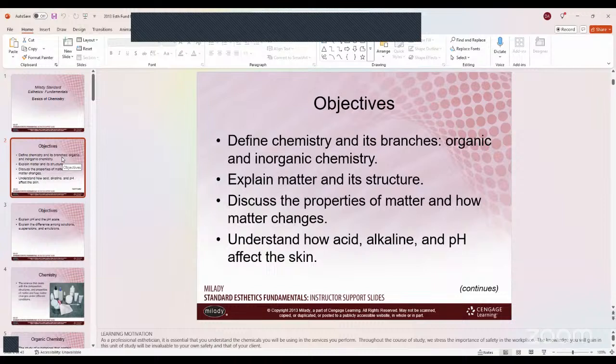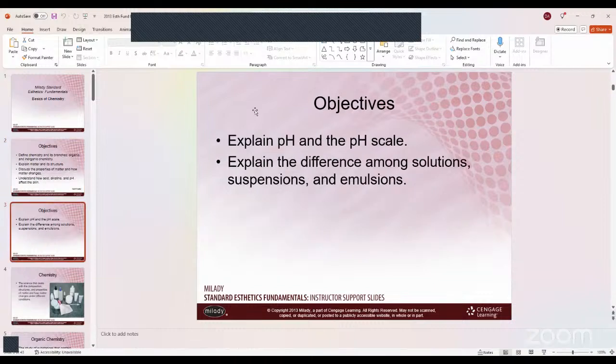You have very minimum of this particular chapter on the test, so it will be condensed, but it still needs to be said. I want to make sure I'm giving you what you need. Then we're going to understand how acid, alkaline, and pH affect the skin. Our biggest component, saying it again, is that pH scale. Explaining pH and the pH scale, and then explaining the difference among solutions, suspensions, and emulsions.